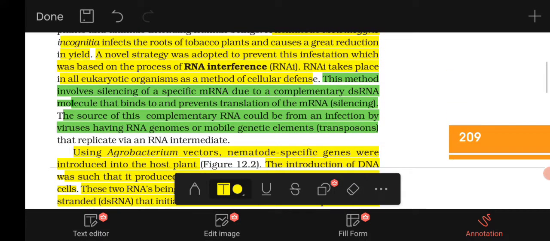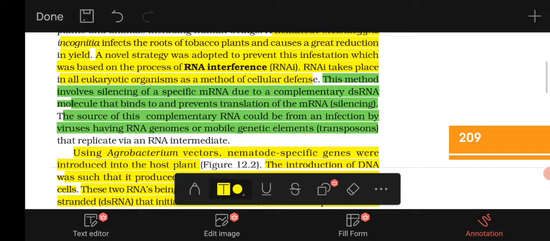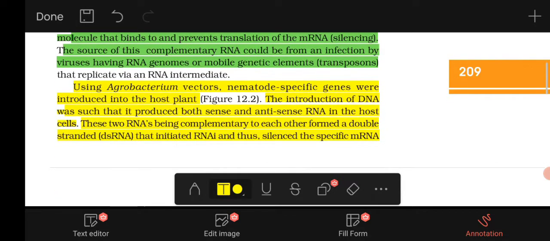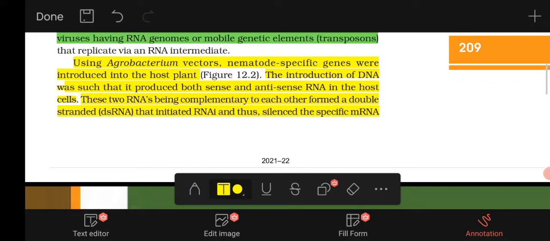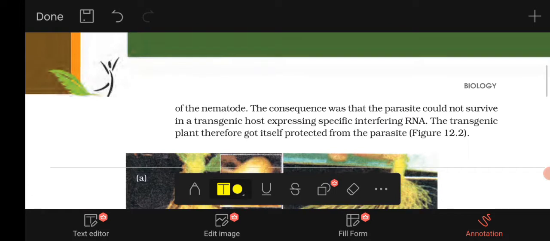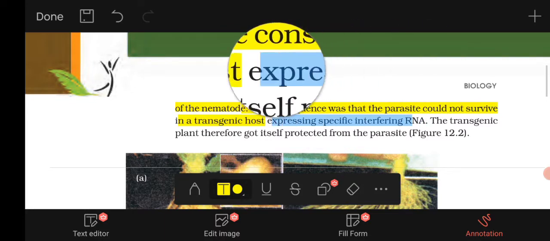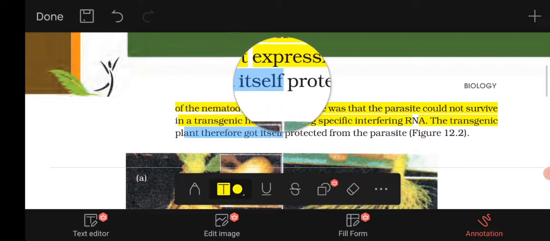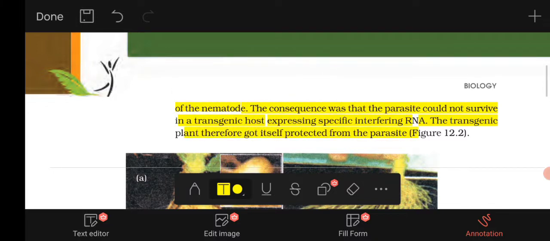So here, as already given in the previous para, using this RNA interference there is silencing of specific mRNA due to the complementary double-stranded RNA molecules that bind to it and prevent the translation of mRNA. So the double-stranded RNA we have already got initiated the RNA interference and silenced the specific mRNA of that nematode. The consequence was that the nematode parasite could not survive in the transgenic host expressing specific interfering RNA, and the transgenic plant therefore got protected from the parasite. In this way, we have made plants resistant to certain kinds of pests or certain insects.